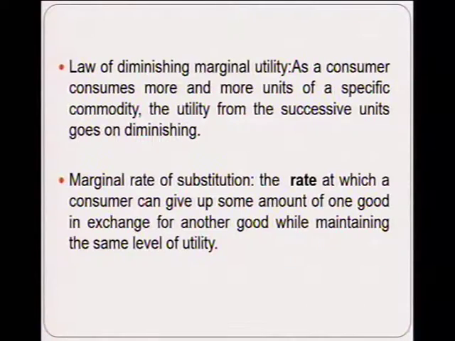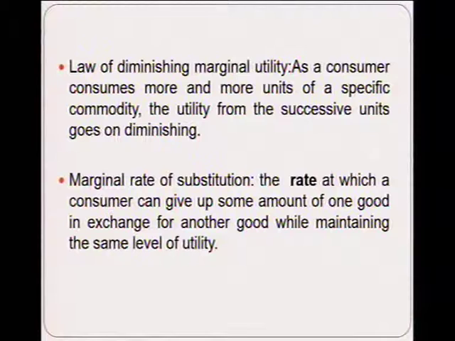The law of diminishing marginal utility. This law states that as a consumer consumes more and more units of a specific commodity, the utility from successive units goes on diminishing. For instance, if you're thirsty, you take a bottle of Coke, the utility derived initially is very high, but as you keep on consuming more cups of Coke, then the satisfaction you derive from successive cups you consume goes on diminishing. And that is the law of diminishing marginal utility.